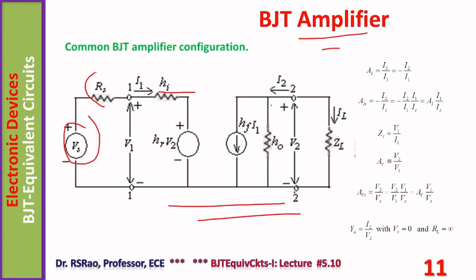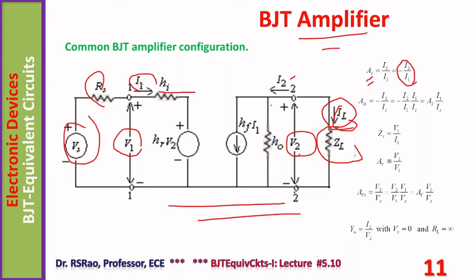Vs is the source, Rs is source resistance, ZL is load, IL is load current, V2 is output voltage, V1 is input voltage, I1 is input current, I2 is output current. Now, current gain is denoted by AI. Current gain is by definition load current by input current. Here is IL, load current, here is I1, input current. Because IL equals minus I2, by definition it is minus I2 by I1. Now using circuit theory laws, principles, theorems, one can determine this ratio. It is not a difficult thing.